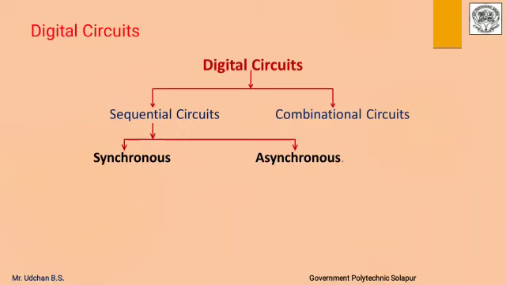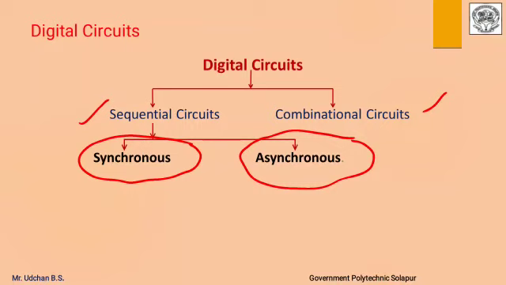Now, we already studied what a digital circuit is in the digital techniques subject. Digital circuits are of two types: sequential circuit and combinational circuit. In a sequential circuit, the output is dependent on the present input as well as past input or output values, whereas in a combinational circuit the output is dependent only on the present input. Sequential circuits are of two types: synchronous sequential circuit and asynchronous sequential circuit.